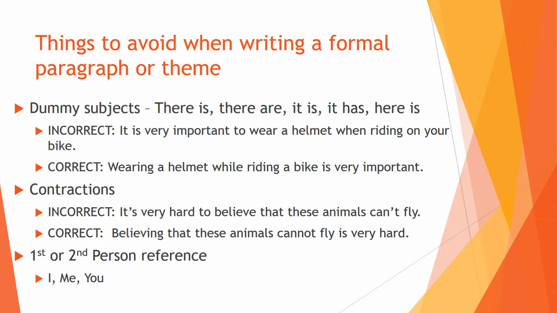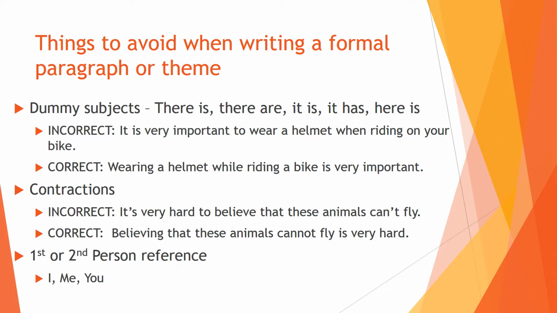Another important thing to avoid when writing a formal paragraph is contractions. Contractions are words that are smashed together with an apostrophe, such as it's, can't, don't, and an incorrect way of using these would be, "It's very hard to believe that these animals can't fly." This sentence contains 2 contractions and is very unprofessional. A correct way to write this sentence would be to say, "Believing that these animals cannot fly is very hard."